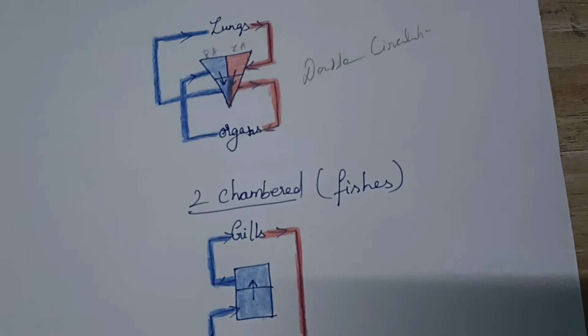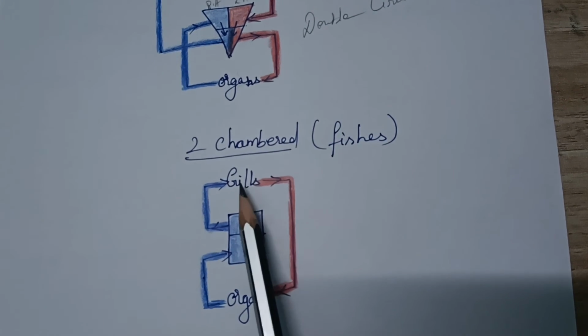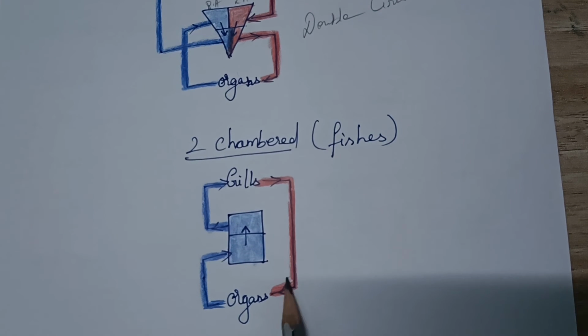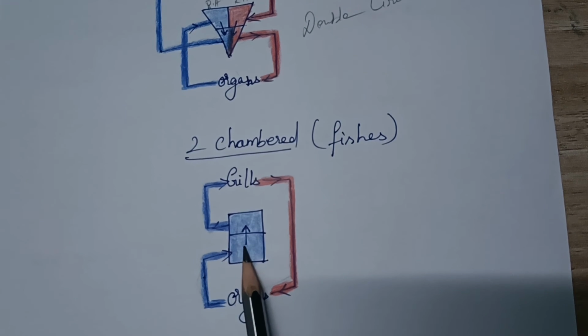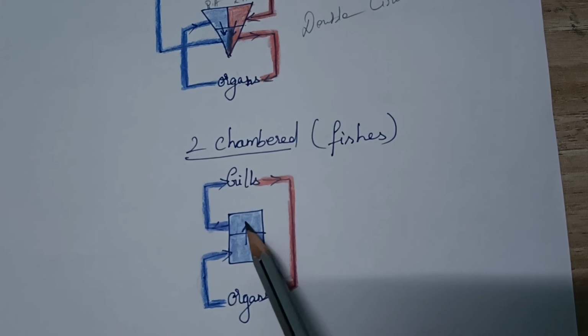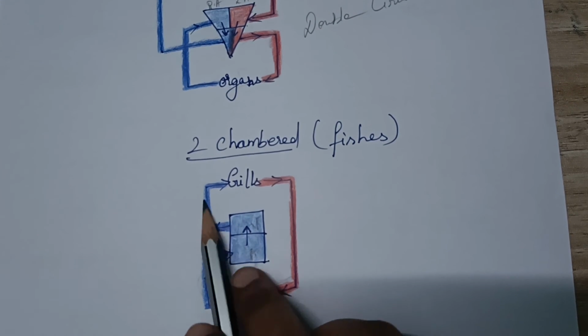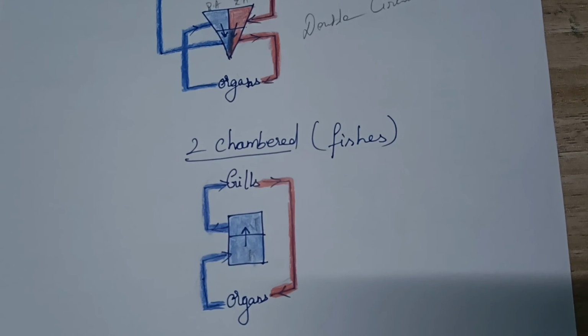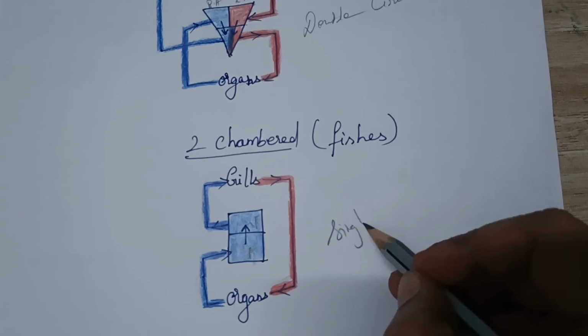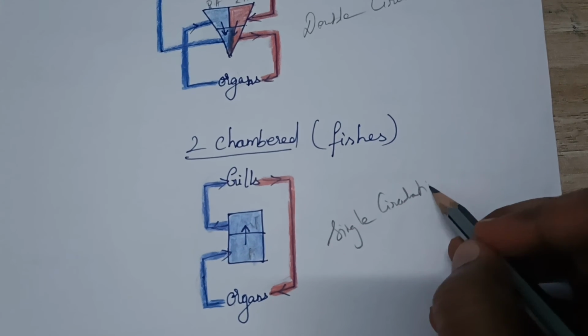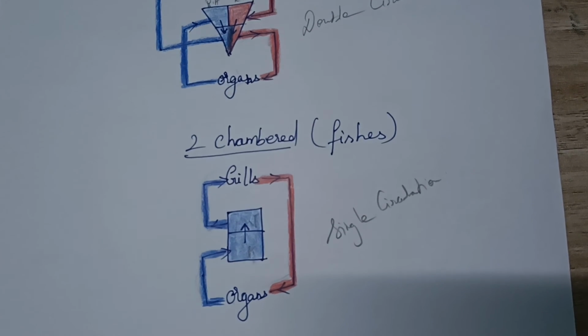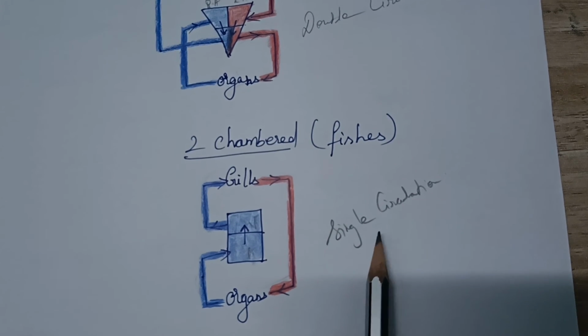Next, in case of fish, it is 2 chambered, right? From the gills, you will get oxygenated blood. Directly it passes to all parts of the body, and then you will get the deoxygenated blood. It enters the heart. This is the first time it is entering the heart. This is the atrium, and this is your ventricle. It enters the atrium and moves to the ventricle. Then it pushes to the gills for oxygenation. Only once it enters the heart. So this is called single circulation. Single circulation is happening in fish.